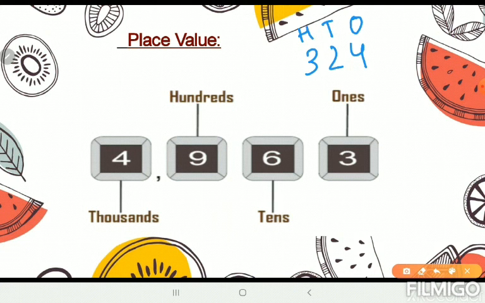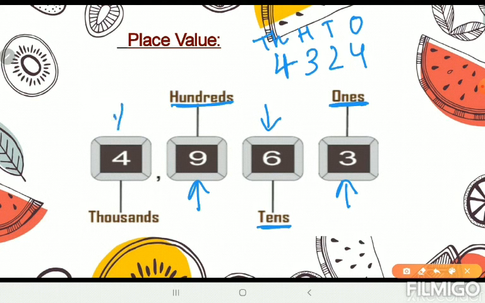Same way, just see the example which is there on the screen. Here 3 is in which place? Ones place. This 6 is in the tens place. This is hundreds, 9 is in the hundreds place. And if we have one more number here like 4, that is in which place, children? This is in the thousands place. So this is a 4-digit number. We have studied the place value of a 4-digit number.